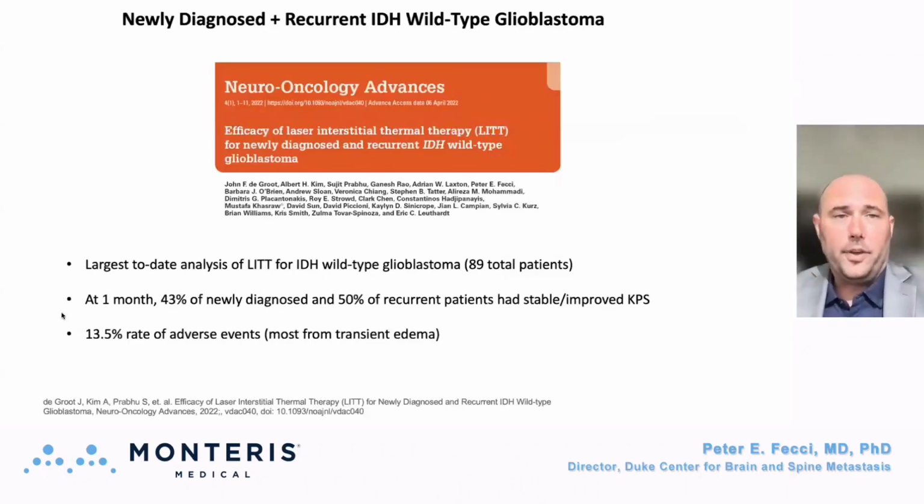There are some data out there in both newly diagnosed and recurrent GBM. I think the largest and best known paper of these is the one pictured here by John DeGroot out in San Francisco. And this was a study done in newly diagnosed and recurrent IDH wild-type glioblastoma. So these are folks, this is the worst of the worst, of course. These are the patients where anything you can do to help them is desirable.